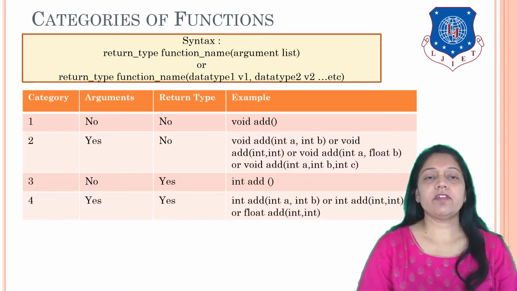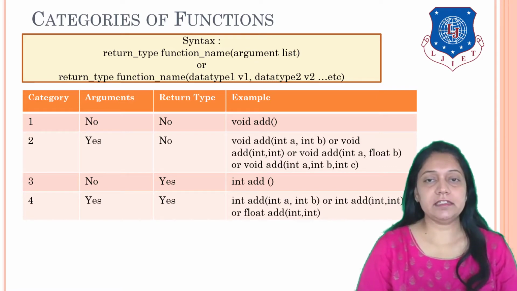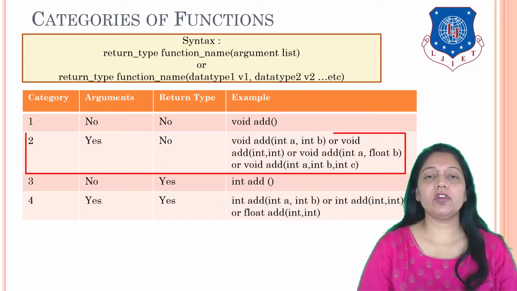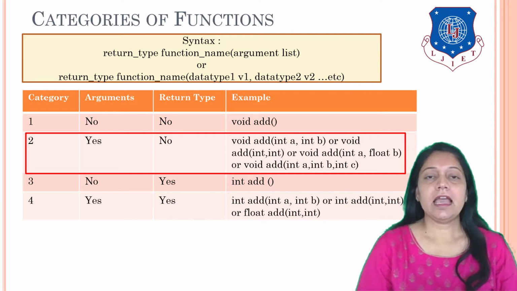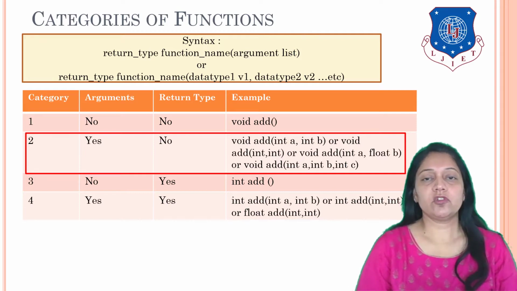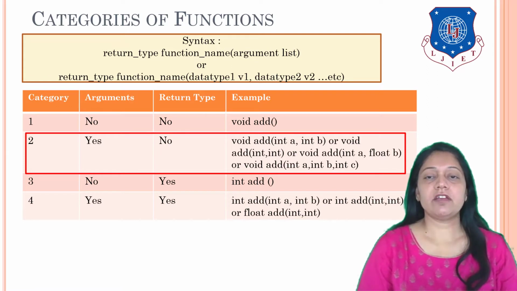The second category of the function is where arguments are present and return type is not present. In that case, how are you going to write down the syntax of the function? Since return type is not there, void, the name of the function is add and the argument list is present. So you can now have any number of arguments of any data type. I've given a series of examples. The first one is in which I have two arguments, both of them are integer, so integer A comma integer B.